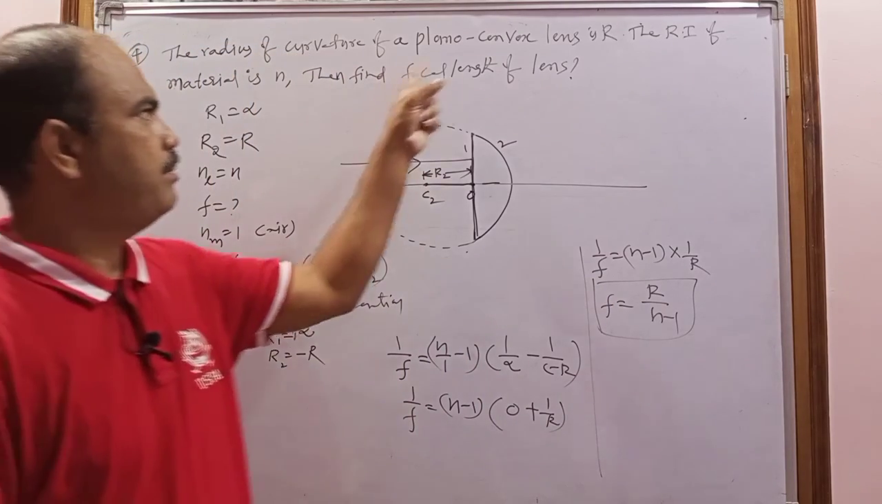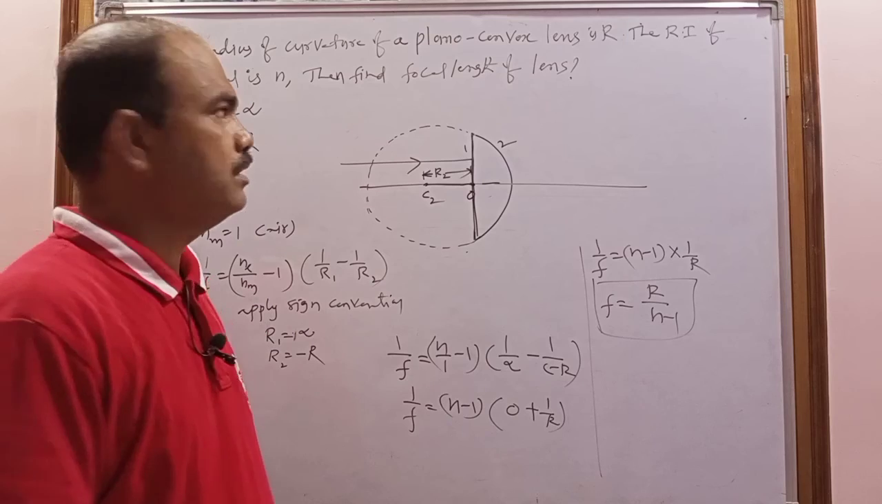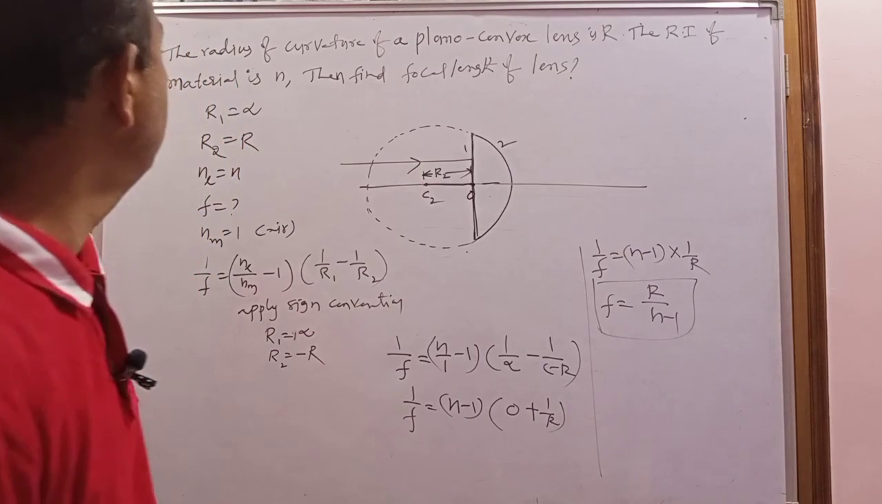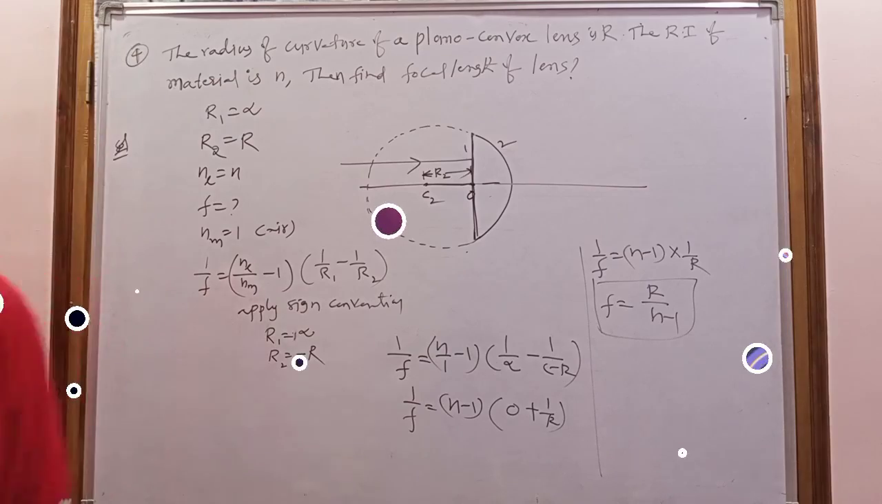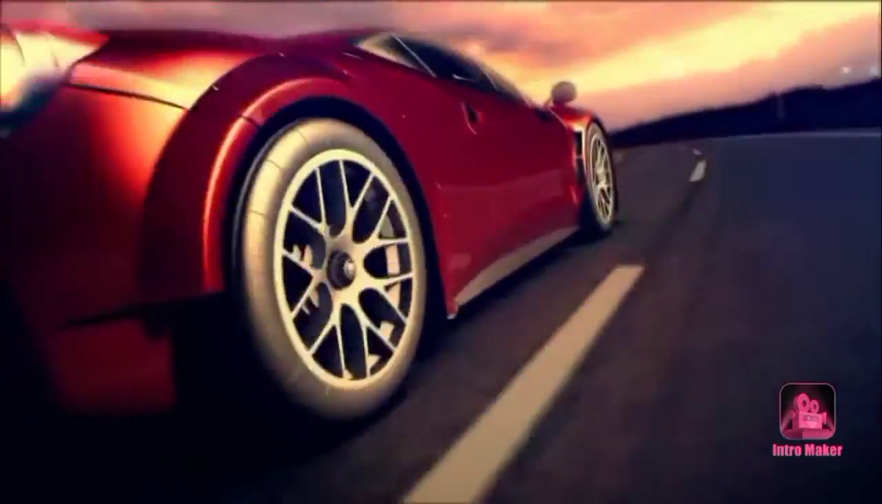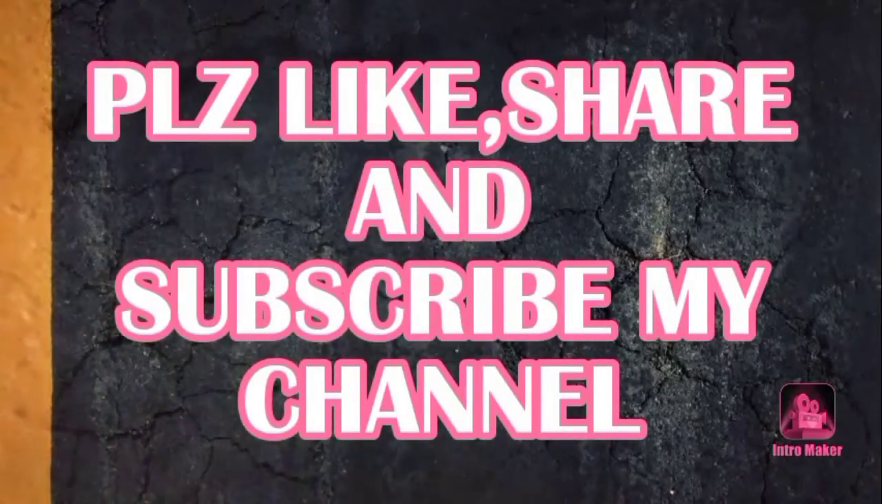Which type of lens? It is a plano-convex lens. So this is about the problem, and these are the different types of problems on the lensmaker formula.